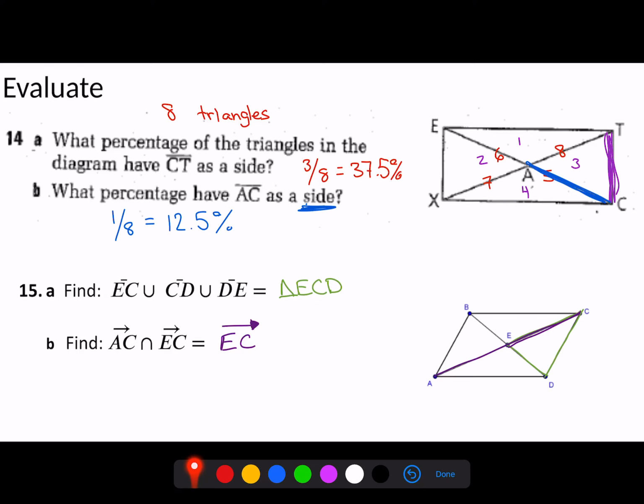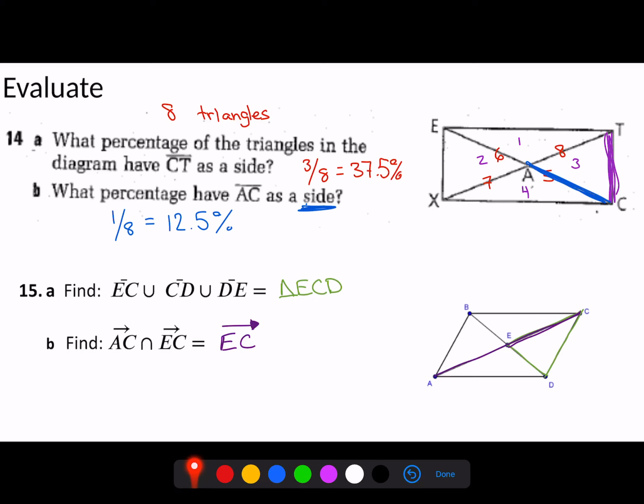So again, triangle ECD, name this in any way that you'd like, and then we have EC. Very important that we start with E in our naming because that is our endpoint, and then in the direction it goes, which is towards C.